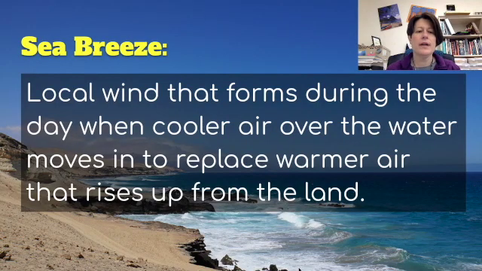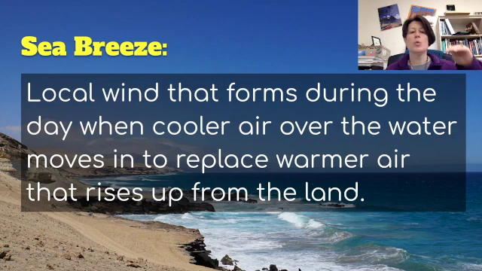There are a couple kinds of local winds. The first I want to talk about is a sea breeze. This is a local wind that forms during the day when cooler air over the water moves in to replace warmer air that rises up from the land. So, the land heats up faster than the water. The land heats up, warm air rises, creating an area of low pressure.